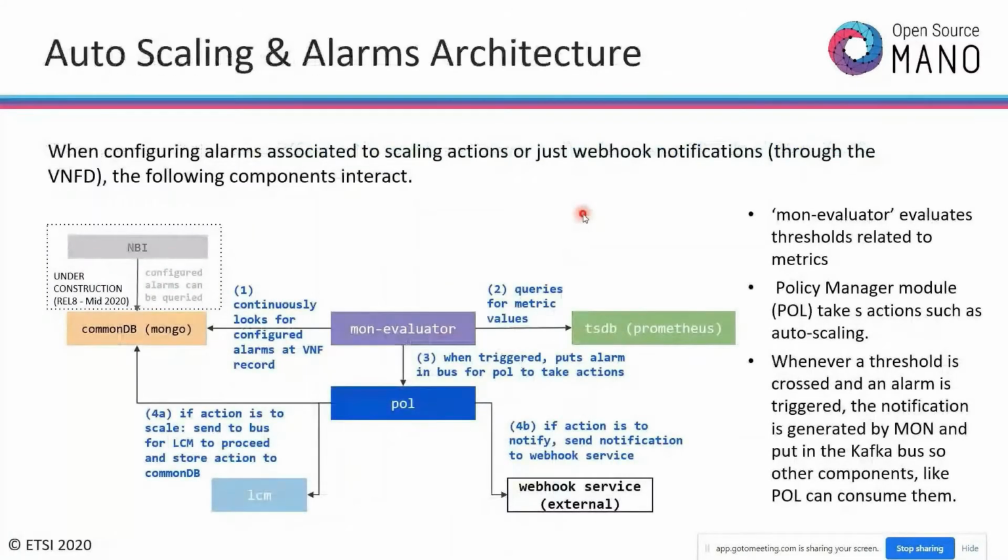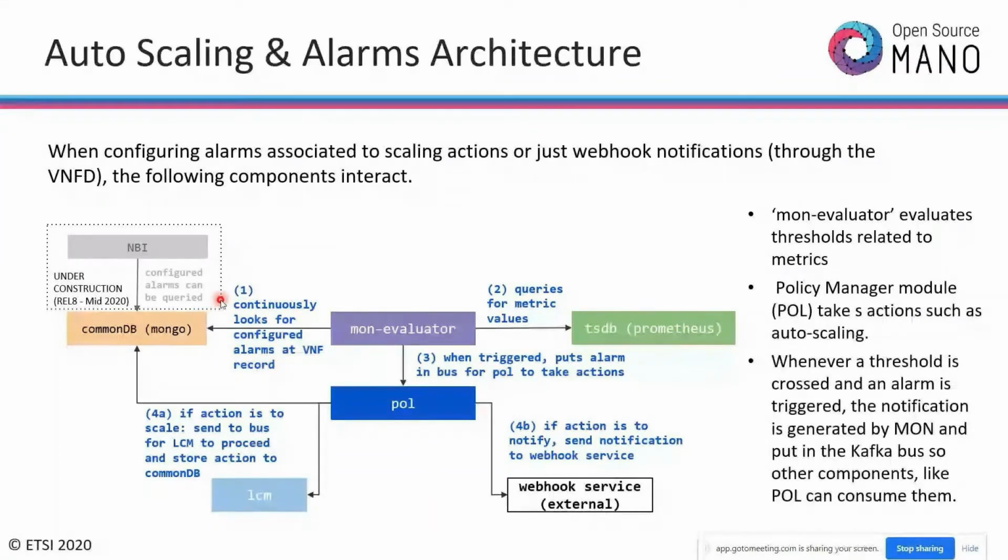Now we have seen the MON architecture in detail and the POL architecture in detail. Now let's see all of them together to see how auto scaling actually works on the ground. For auto scaling to happen, first of all, the northbound interface writes the alarms, etc., here in the common database. This is a new interface that is coming for the northbound interface for querying alarms, etc. But the actual activity starts here, number one.